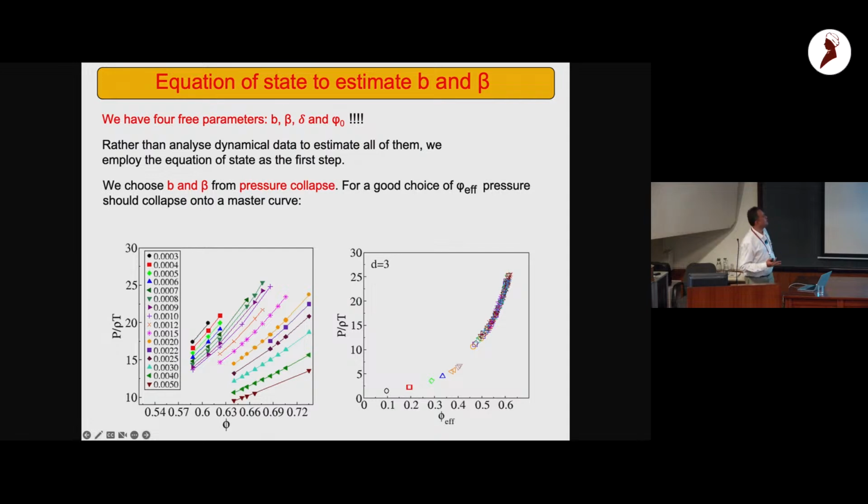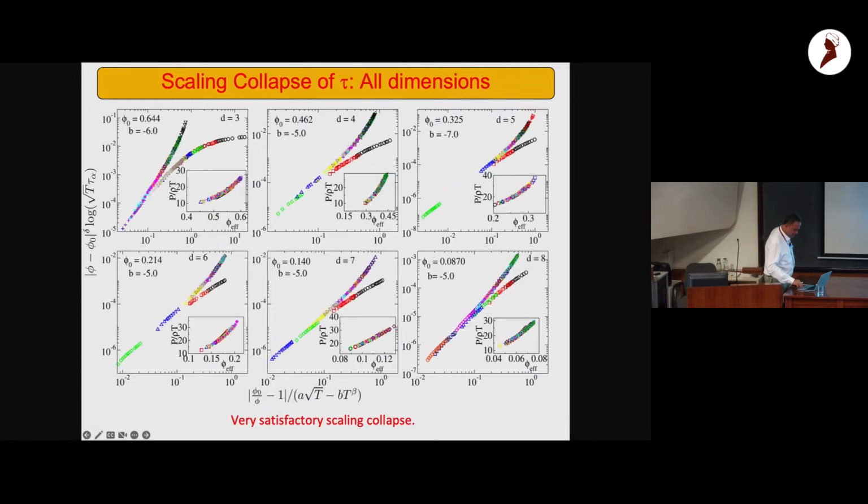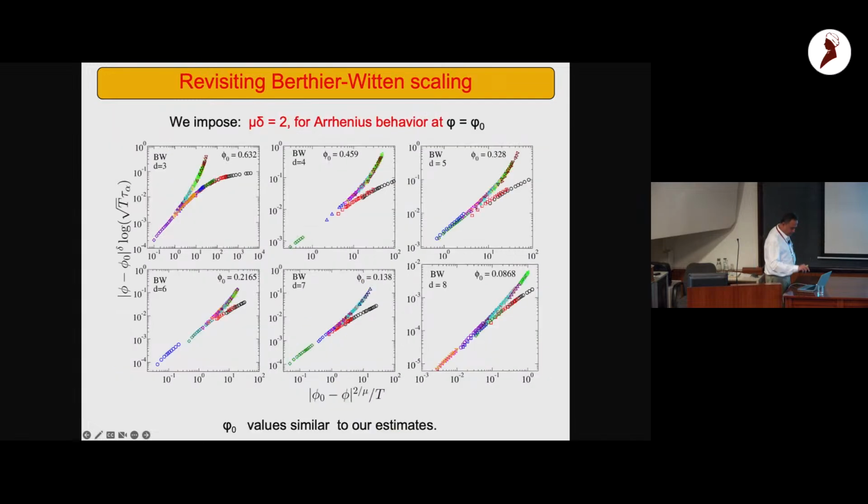No explanation why it should be so, but that's what our data tell us. So we ultimately fix delta to 2 so that we're only estimating phi naught from looking at the dynamics. I'll skip this. So this is basically all the scaling collapses that we get. Just to say that we can go back and do the analysis that Berthier and Witten did, and we actually get reasonably comparable phi naught values.